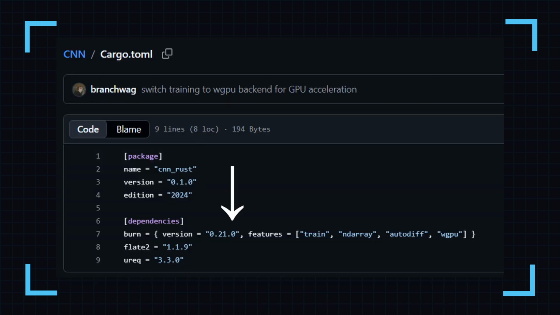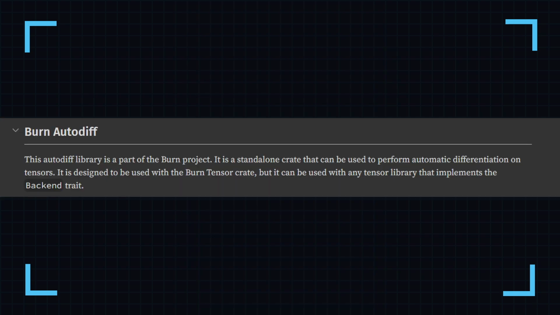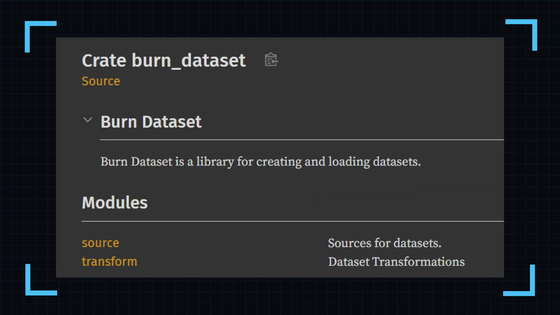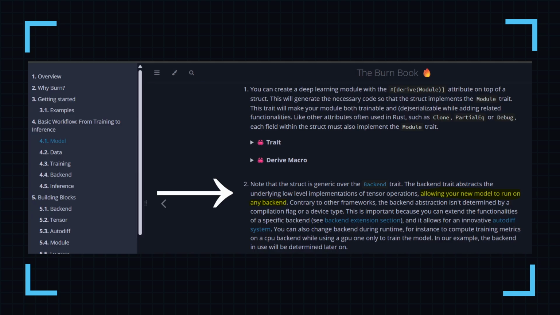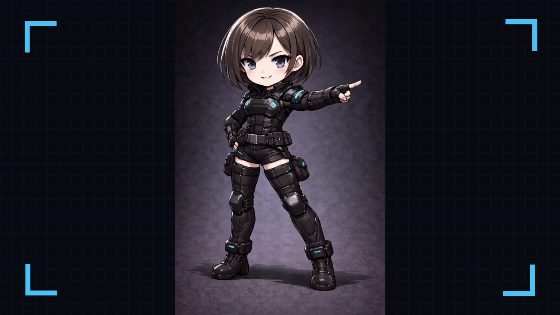And the whole thing compiles with cargo, like any other Rust project, and you still get the stuff you'd expect from a real framework. You have automatic differentiation, an optimizer library, dataset and data loader utilities, and a training loop with metrics and checkpointing. So Burn is also backend agnostic. The same model code can run on a CPU backend or on a GPU through WGPU or CUDA just by swapping out a type. And I actually ended up taking advantage of this, which I'll get to in a bit. But first, here's how I actually built the CNN.